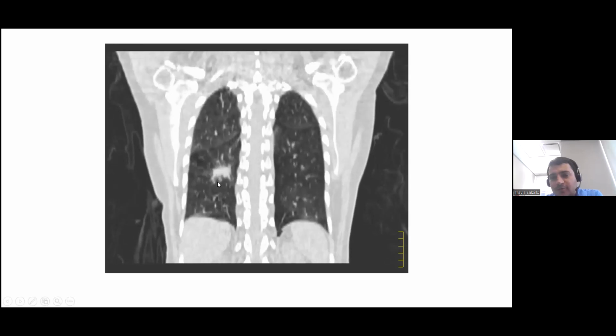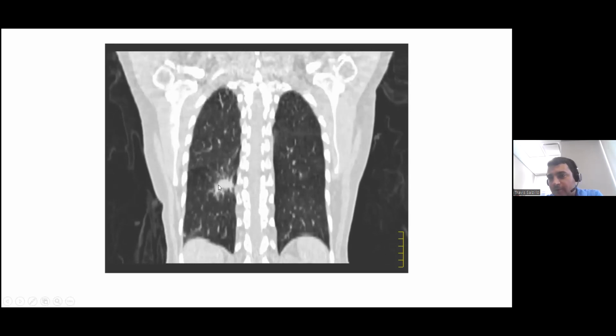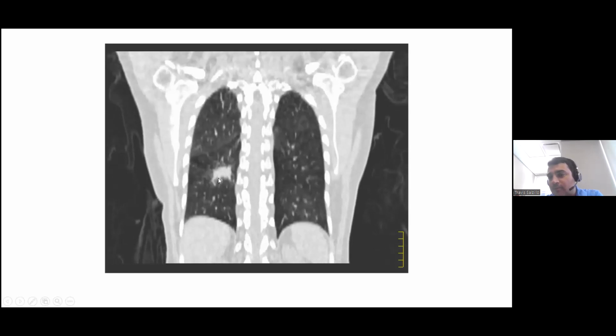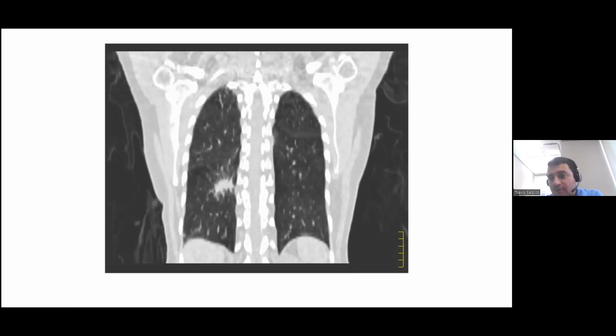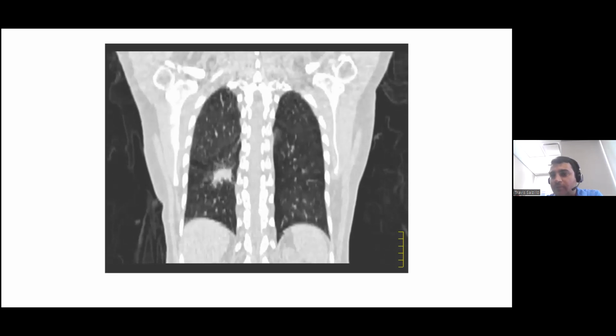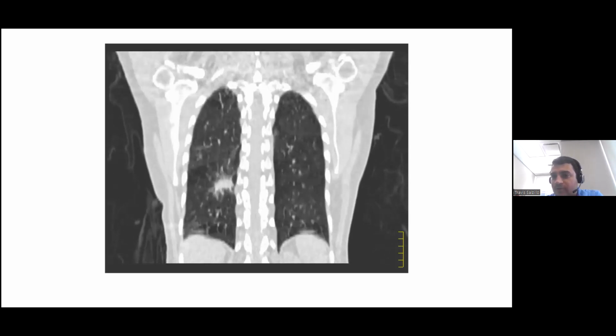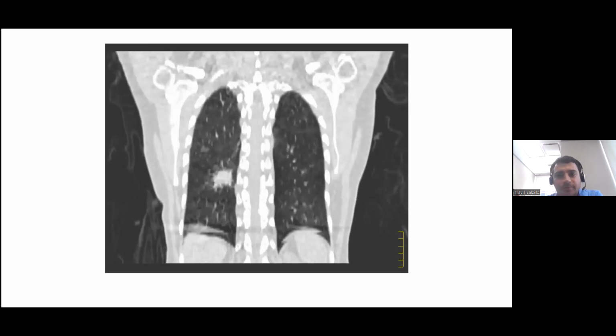But again, at MD Anderson, we'll take this 4D, pull it up on the computer, and we'll say, okay, is this tumor moving more than 10 millimeters or not? If so, then we'll have to do a breath hold. But if not, we can continue with our free breathing techniques for planning and for treatment.